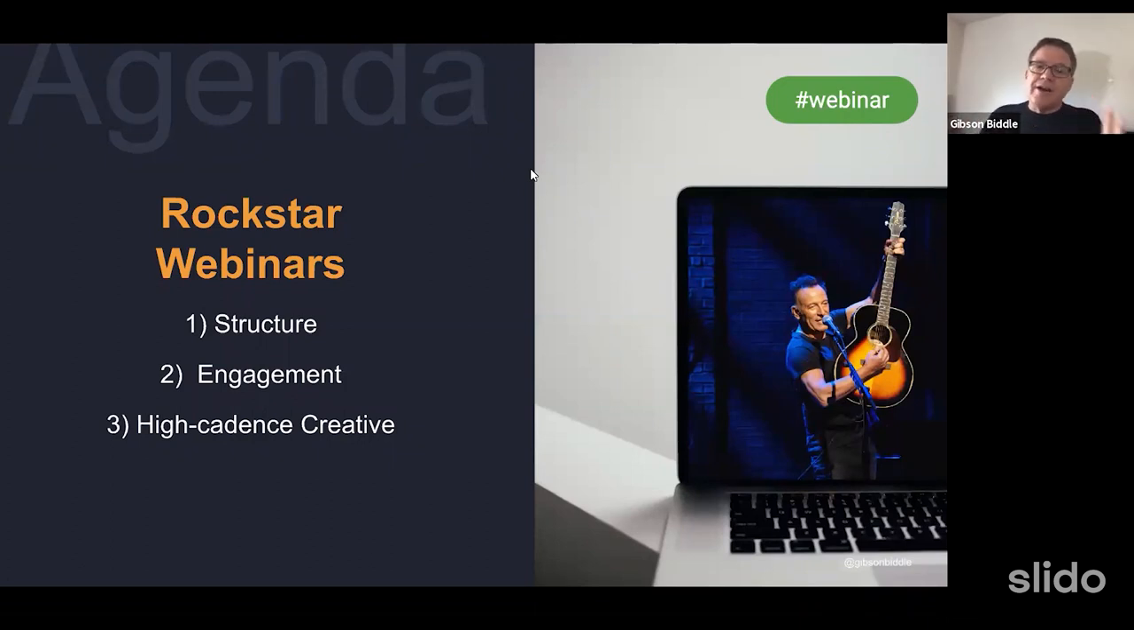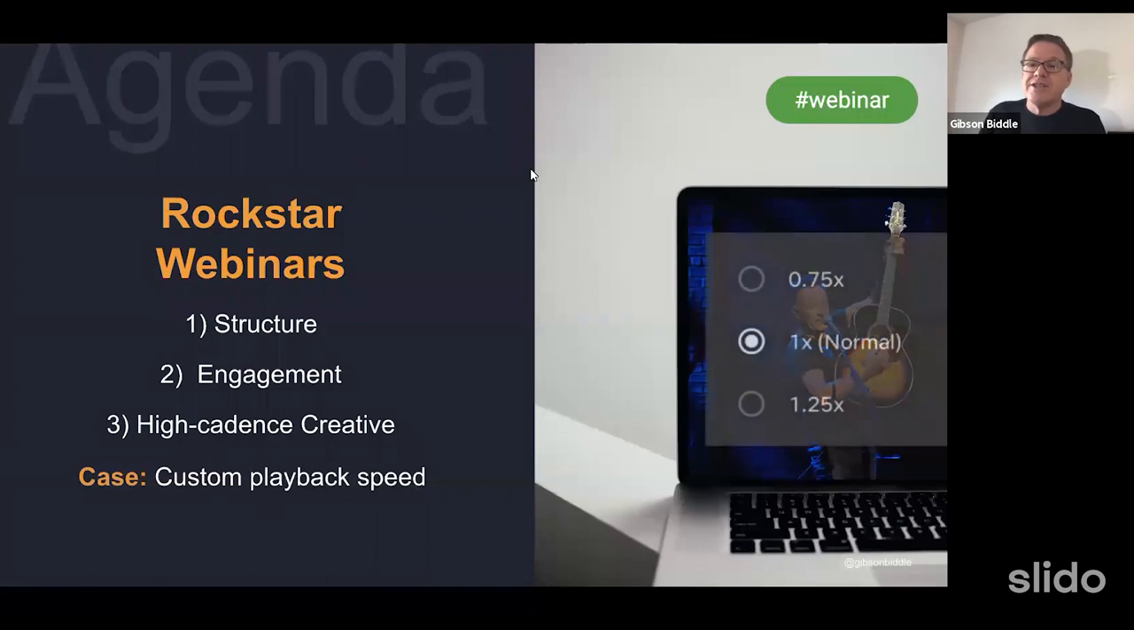And then instead of talking about this, I want to show you something. So what I'm going to do is a case, and it's a Netflix case. It's a current case, a today case. And the question is, should Netflix enable custom playback speed? Should they give users the ability to choose what speed? So here's Bruce Springsteen. You can watch him on Netflix. He's a literal rock star. But the question is, should you give Netflix members the ability to slow it down or speed it up? That's the case I'm going to do at the end with you.